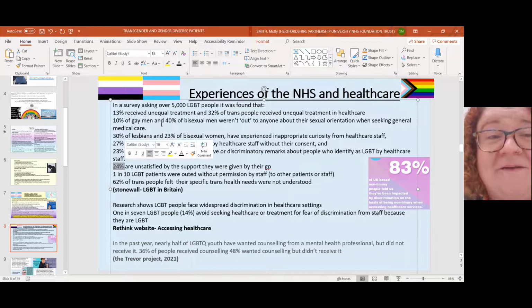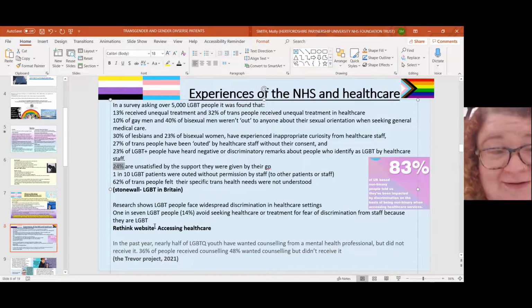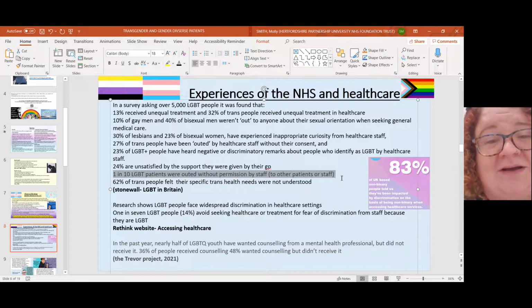24% of 5,000 people, don't forget, that's a lot of people, were unsatisfied by the support they were given by their GP, their general practitioner. And 1 in 10 LGBT patients were outed without permission by staff, again, to other patients or to other staff as well. It is that patient's right to share their sexuality or their gender identity. It is not the member of staff's right to spread that.